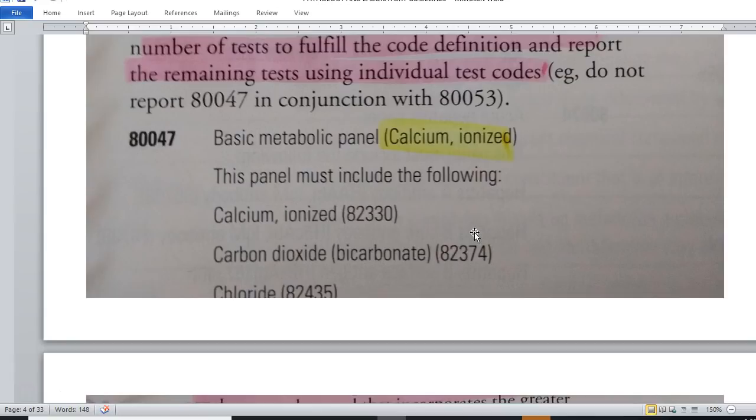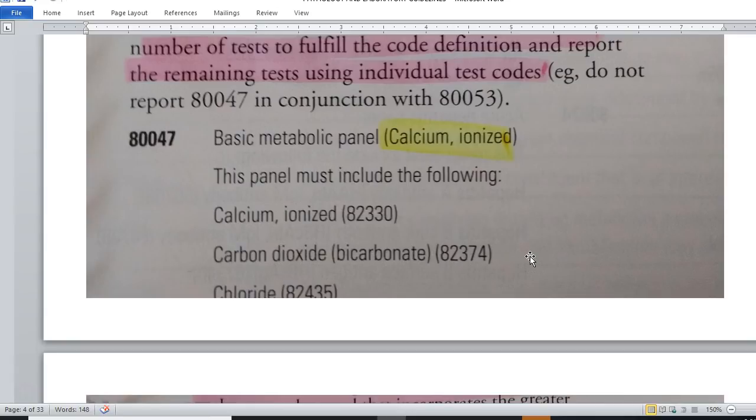But if we are testing the calcium, the carbon dioxide, the chloride, the creatinine, the glucose, potassium, sodium, and urea nitrogen, we do not code them separately. We use one code, 80047. I call these cheat codes because this tells you where you're going to find this code. But remember, our codes are always bolded. So this information is just giving you the inclusion.